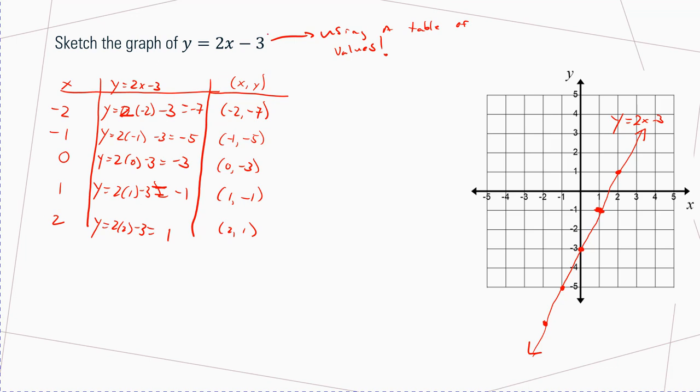So this right here, equations of this form, y is equal to mx plus b, where m and b are real numbers, is a linear equation.